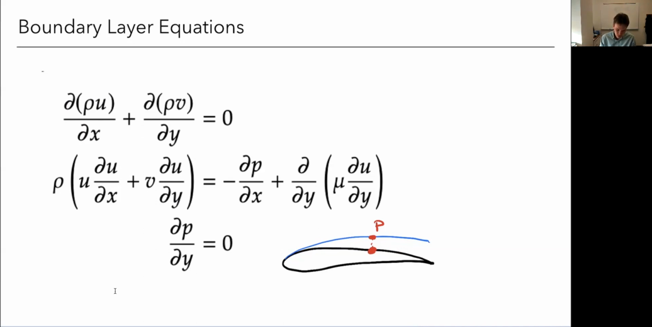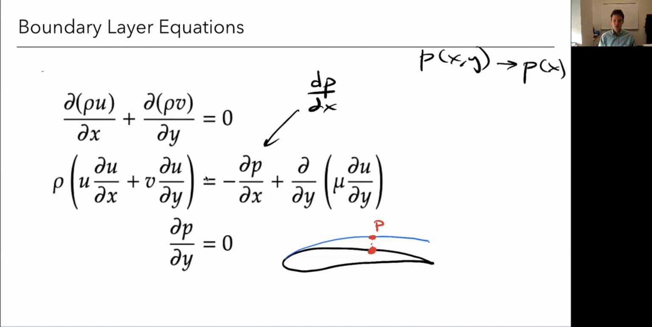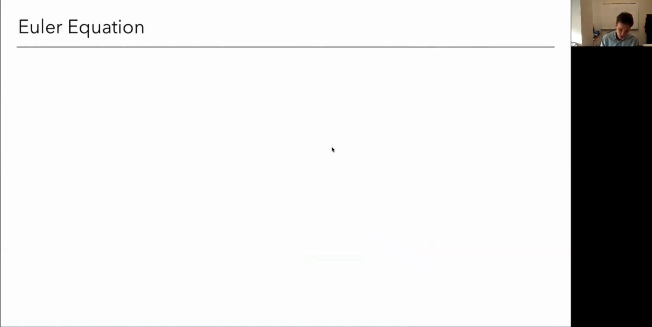That's really great. It also will simplify our equation because this term here is now not a partial derivative. It's just a total derivative because pressure is no longer a function of x and y. It's just only a function of x. So there's no longer a partial derivative. In fact, that'll allow us to simplify the equations a bit.